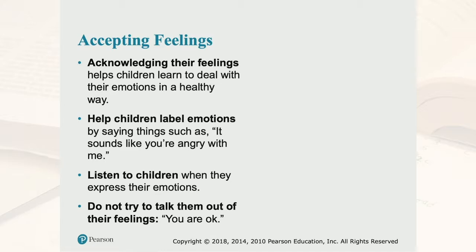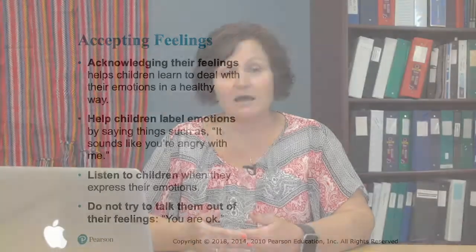We want to help children label their emotions. So saying things like, it sounds like you're angry, it sounds like you're frustrated, gives them words related to how they're feeling inside. And that helps as they get older and they recognize those feelings. Then they can put the label to that feeling so that they're able to express it appropriately.